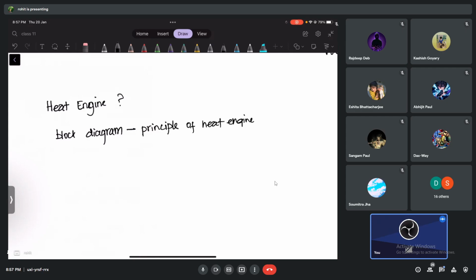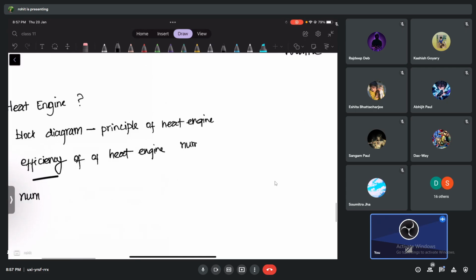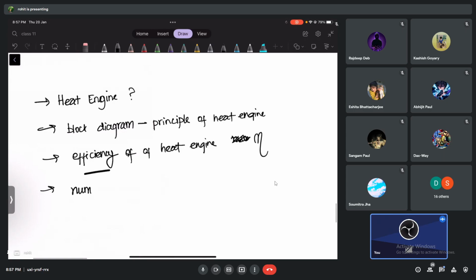Then you also have to define something called the efficiency of a heat engine. I'll answer you one by one. These are three. Then you have to do some numericals also, based on efficiency. The efficiency symbol we are going to use is eta. It's not n, it is a stylish n. You can see.